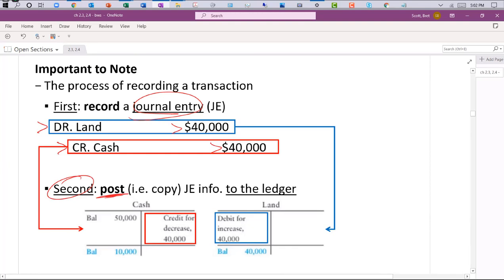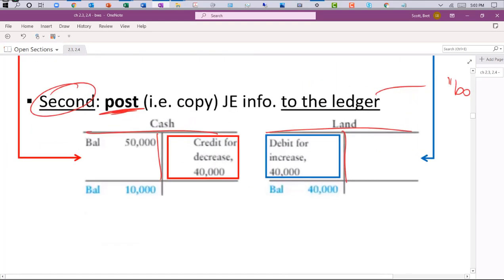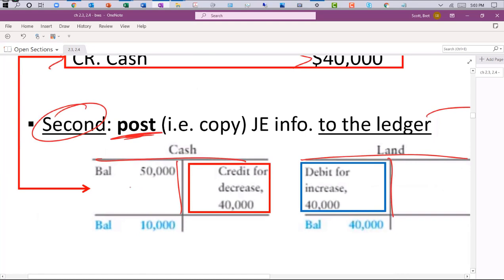The ledger, also known as the books, is where we see all the individual accounts. And when we look inside any particular account, we will be able to see what changes happened during the period. Credit for decrease, 40,000.